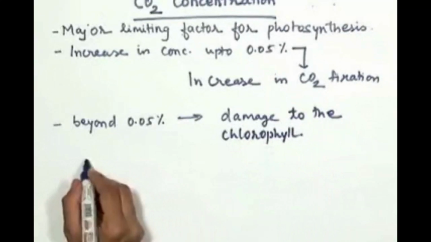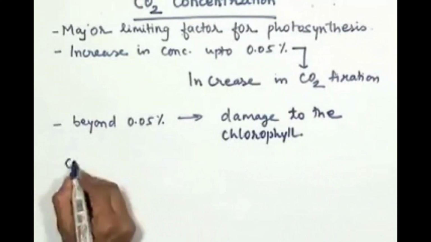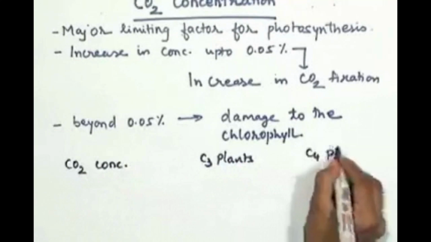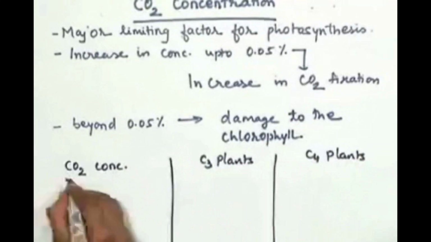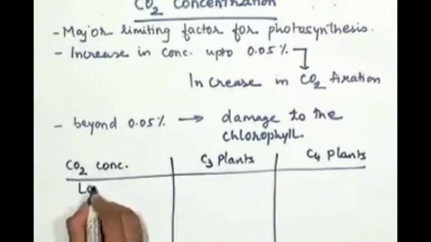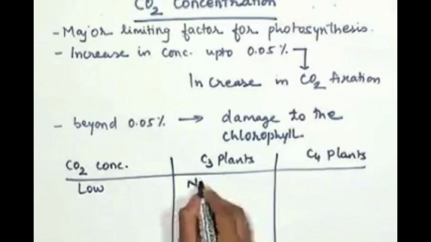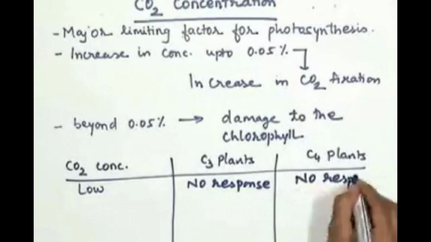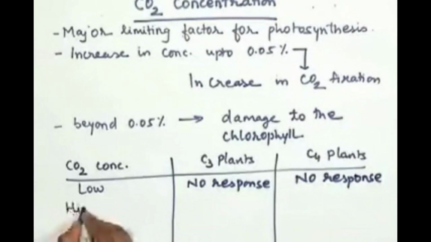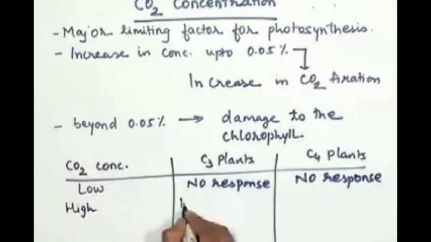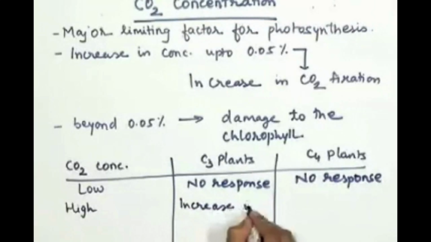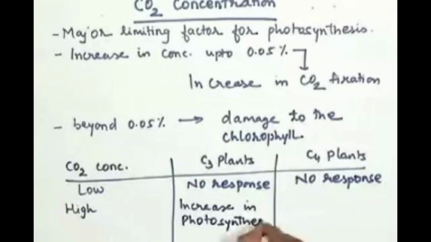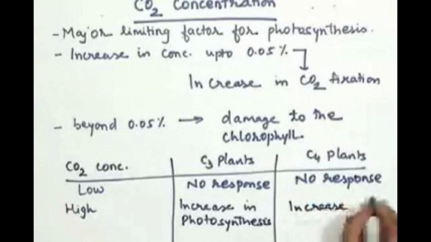Let's see how C3 and C4 plants respond to carbon dioxide concentration. At low carbon dioxide concentration, there is no response in both the plants. At high carbon dioxide concentration, there is increase in photosynthesis in C3 plants as well as in C4 plants.